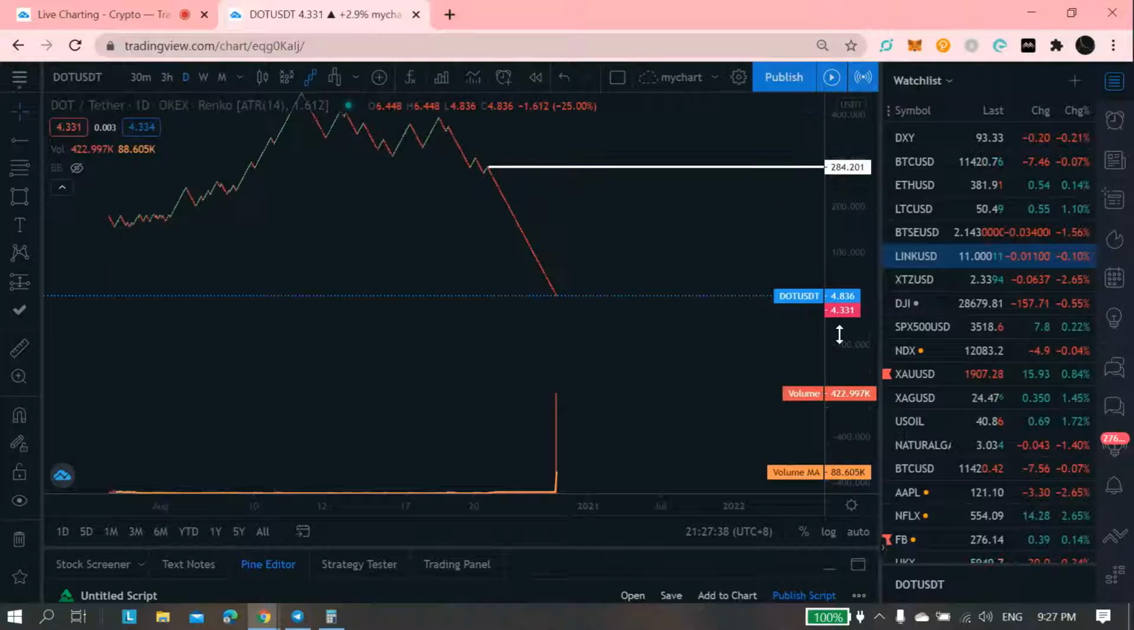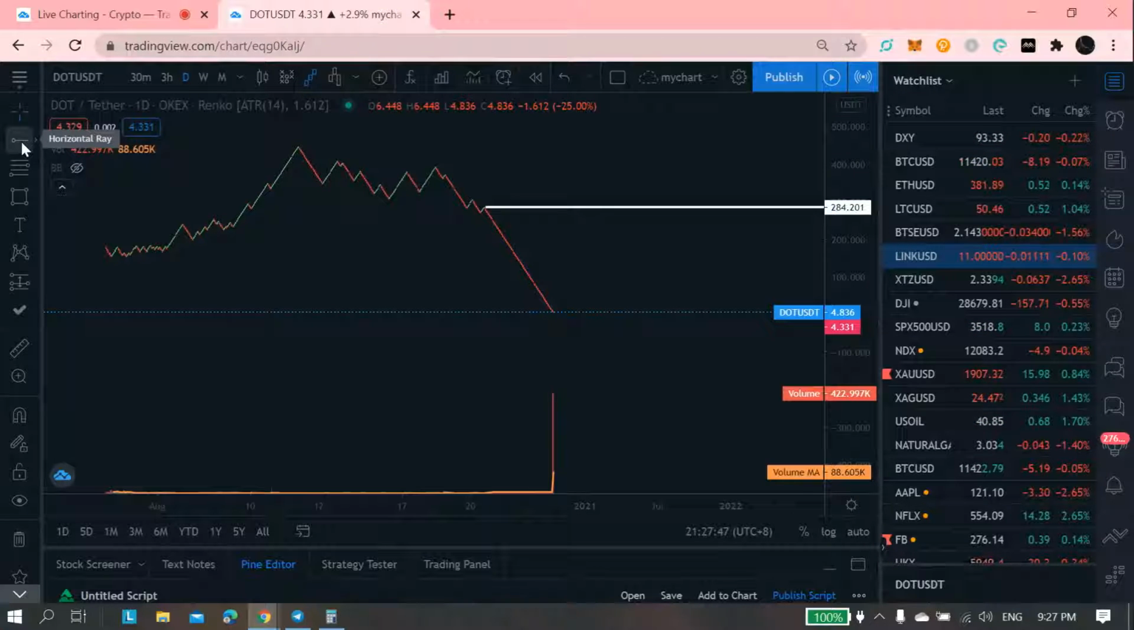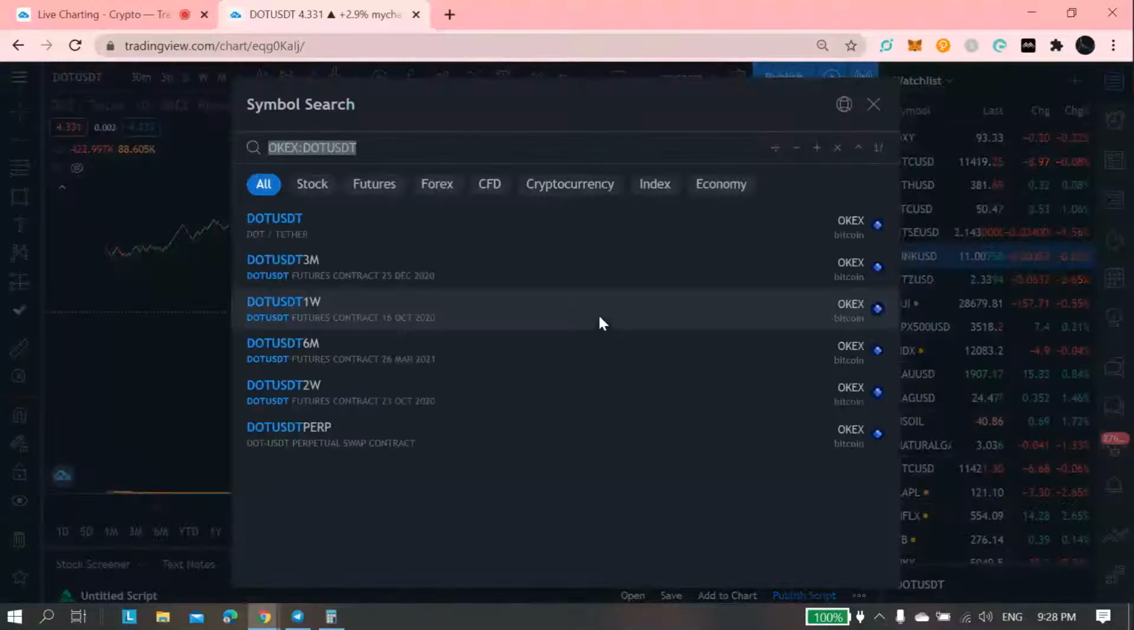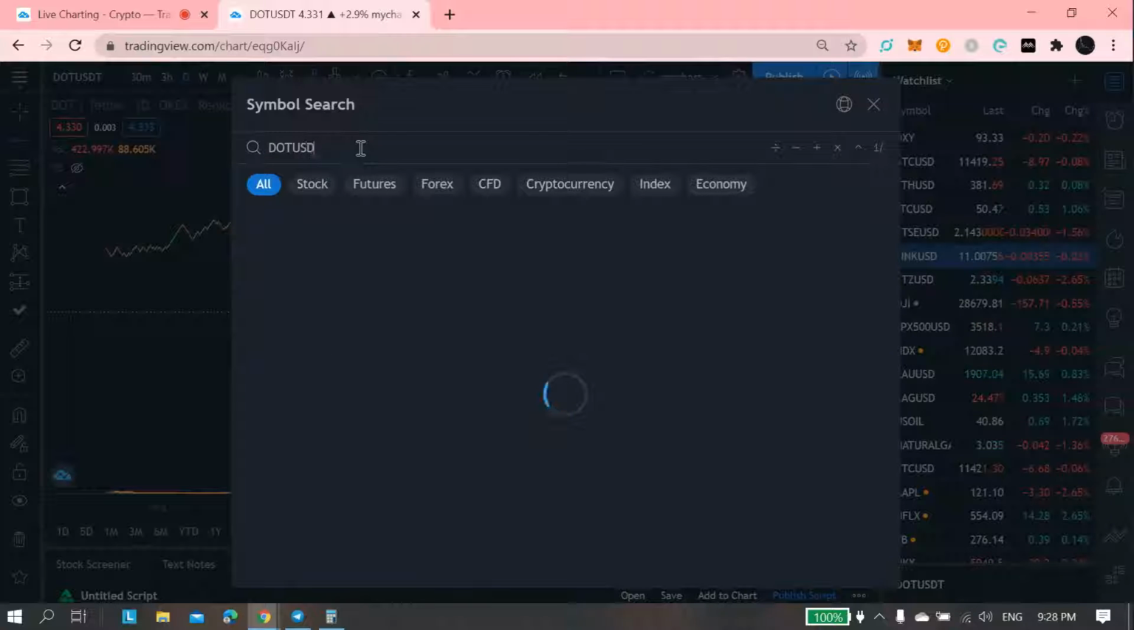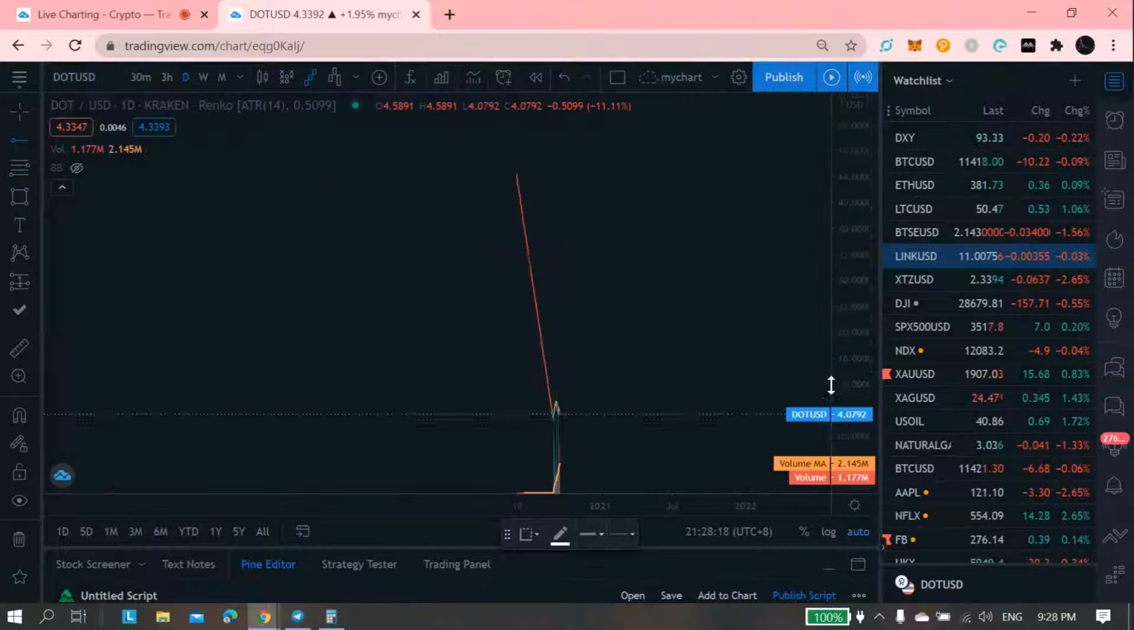Anyway, for this, I have no position in Polkadot at the moment, except for the one I hold in the staking wallet. It's currently staking. So I think I'll just wait for it to make a reversal. Let's check on the other Polkadot chart. Let's use this one, the Kraken.